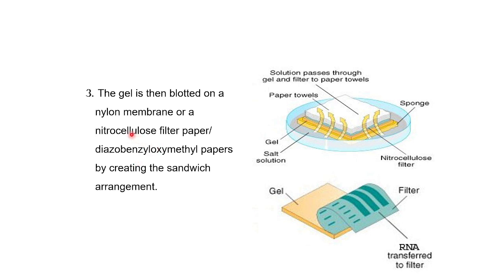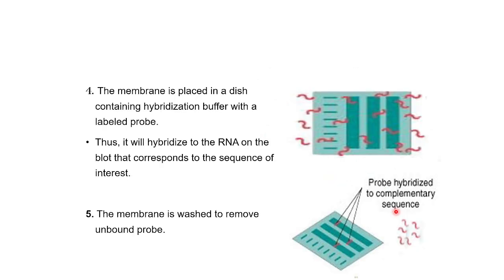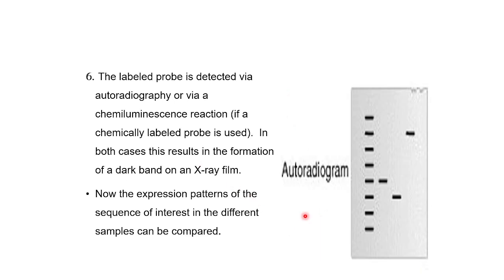So now you blot it on a nylon membrane or nitrocellulose filter paper, even benzyloxymethyl papers can be used for the transfer. So this is the filter. You have the gel over here that is entirely transferred onto the filter. Then it is placed in a dish containing the hybridization buffer with the labeled probe. Similar kinds of probes are used for the hybridization process. The probe will hybridize to the RNA on the blot that corresponds to the sequence of interest, and the membrane is washed to remove the unbound probe. Then using an X-ray film, you can do autoradiography, or a chemiluminescence reaction if it is a chemically labeled probe. In both cases you see a dark band on an X-ray film, and now the expression patterns of the sequence of interest can be compared.